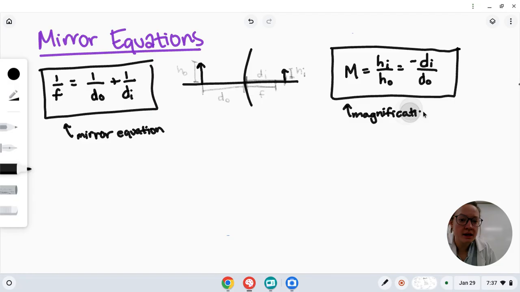Magnification equation. It takes so long to write because my computer is so laggy. Okay, perfect. There we go. We are set.